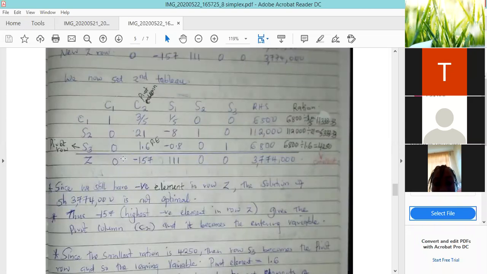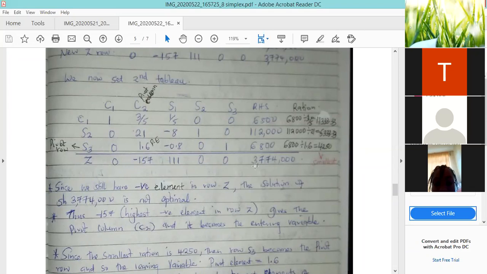After we set up our table, we said LP involves iteration. We keep on repeating previous stages, yeah? The question is, is the solution of 3,774,000 optimal? No. Why? Because we still have negative elements alongside row Z. As long as there is any negative, then the solution is not optimal. But if they turn out to be positive, then we say the solution is optimal. Now, because of this minus 157 on our row Z, the solution of 3,774,000 here is not yet the optimal value.